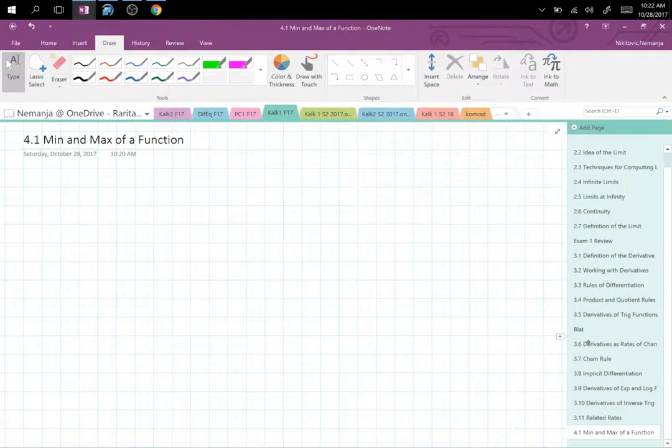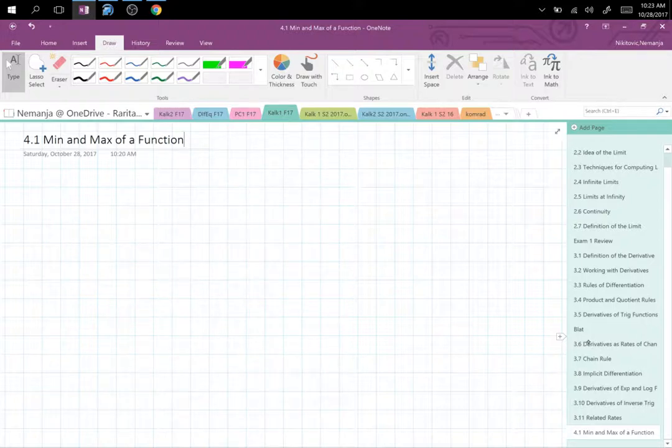Hello and welcome back to Calculus 1. We are starting chapter 4, application of derivatives. And the first concept that we are going to learn is minimum and maximum of a function, or minima and maxima. So you can have many of those. They are classified as local and absolute or global. We'll talk about the classification as well.